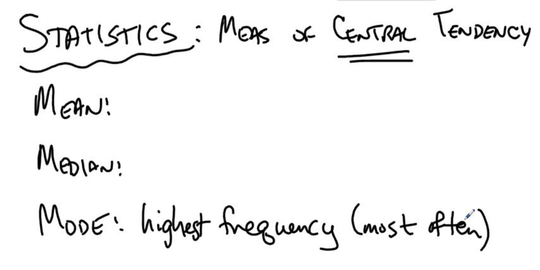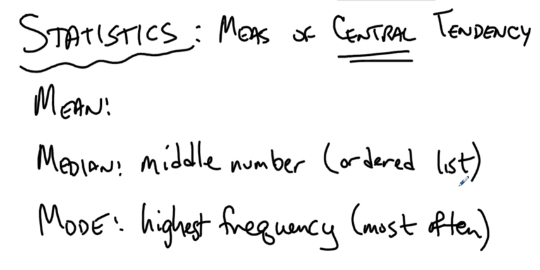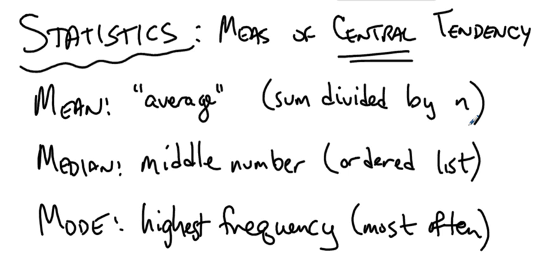The median is the number that's in the middle of an ordered list. So if the list is in order, then the median is the middle number. If there are two numbers in the middle, then the median is the mean of those. The mean is what we think of as the average. It's the sum divided by the number of numbers. That's what we mean when we say mean.